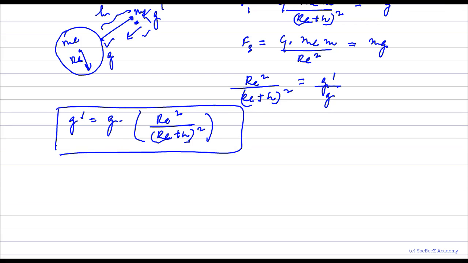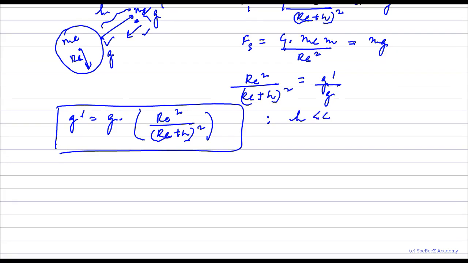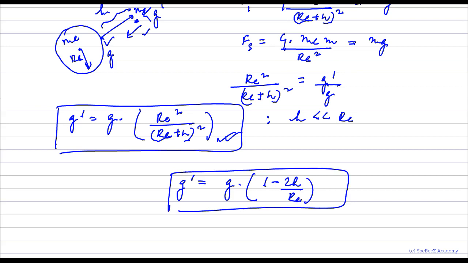Now if the body is very close to the surface of the Earth, that is when h is much less than Re, in that case I can binomially expand this expression and I'll obtain the value of g dash as g into (1 minus 2h upon Re). So this is going to be my acceleration due to gravity for a body which is close to the surface of the Earth but not at the surface of the Earth. So this was the case of the effect of altitude.